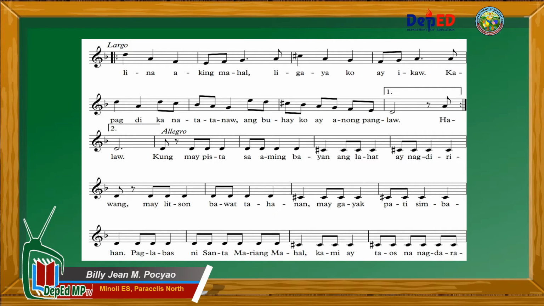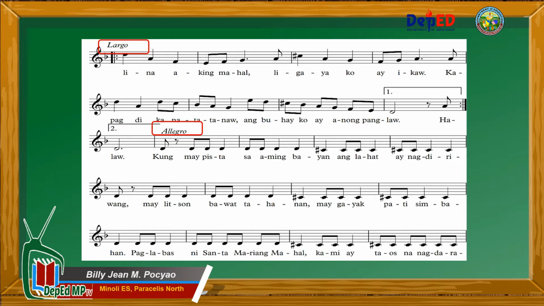There are other tempo marks found in the song. Let's see if you notice them. We can see here the tempo marks for largo and allegro. This implies that the singer will sing the song in a very slow manner, starting "Halina" up to "Anong panglaw", because of the tempo mark largo.